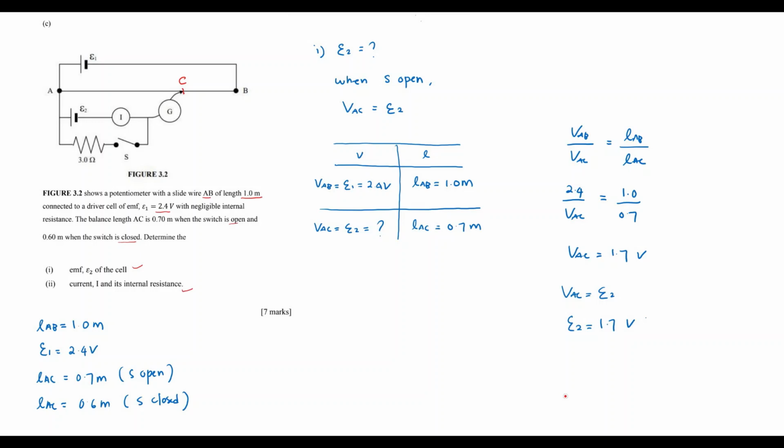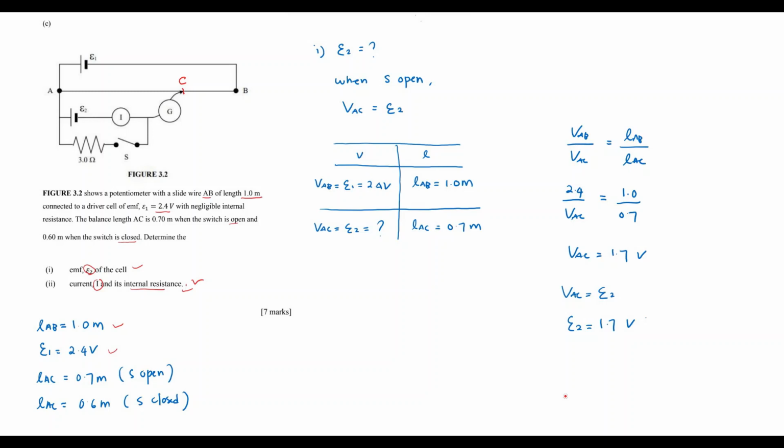So there are three questions we have to find. The first is EMF E2, current, and internal resistance r. Okay, from question we know that LAB equal to 1 meter, E1 equal to 2.4 volt, LAC is 0.7 meter when S is open, and when S is closed, LAC is 0.6 meter.